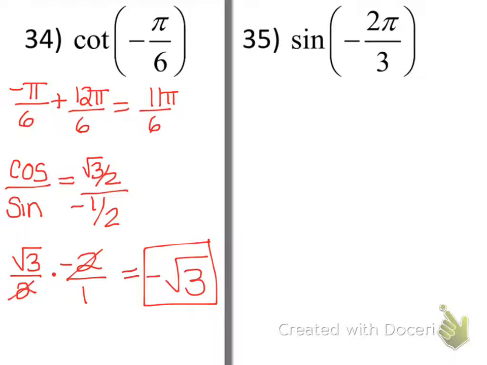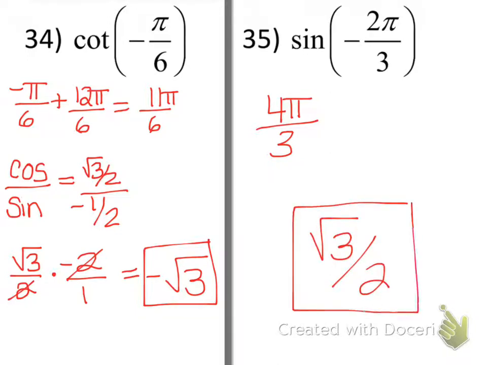And again, 35 is actually one that was from that front page. Negative 2 pi over 3 has a coterminal angle of 4 pi over 3. So that's the value of sine that we're looking for, which is root 3 over 2. So again, some of these might be simple, some of these might involve a little bit of work.